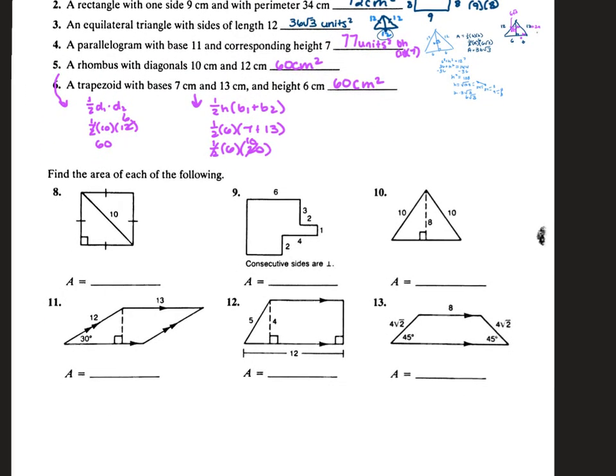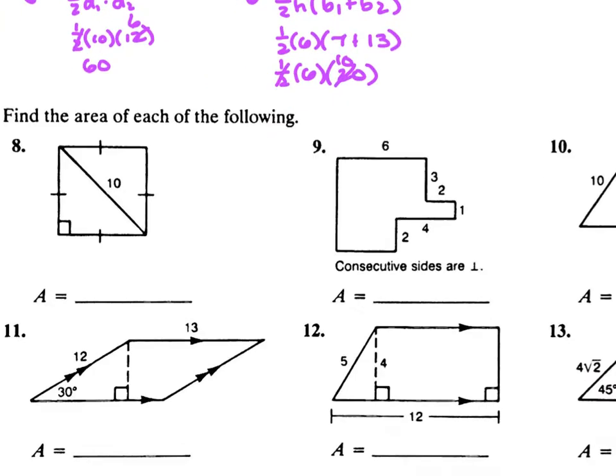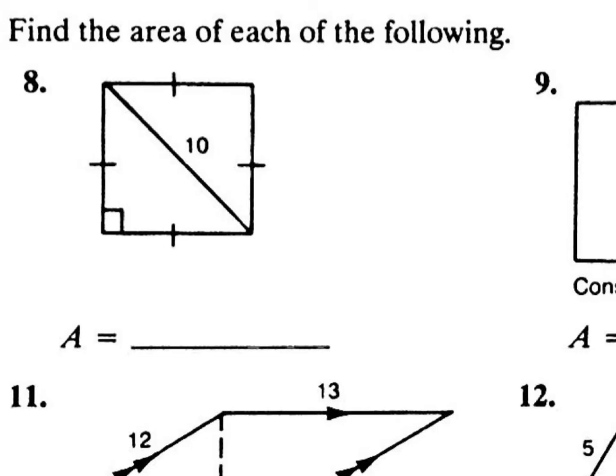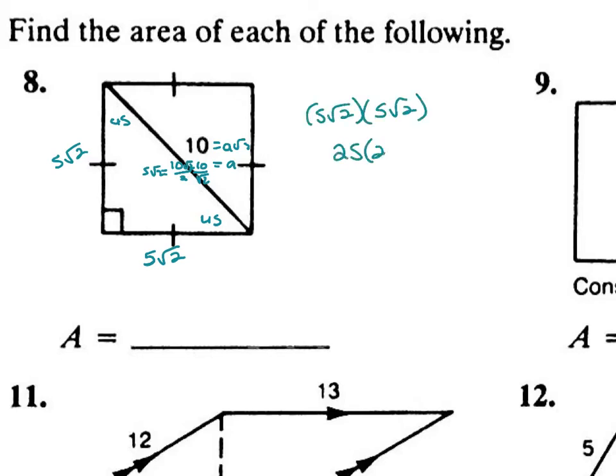Okay, then we get the area on the bottom. The first one is a square with a diagonal of 10. So we can either do a parallelogram, because the square is a parallelogram, or you could use your 45, 45, 90 triangle. If this is a root 2, then a is 10 over root 2, or 10 root 2 over 2, or 5 root 2. And then the area is side squared for a square. So 25 times 2, which is 50.